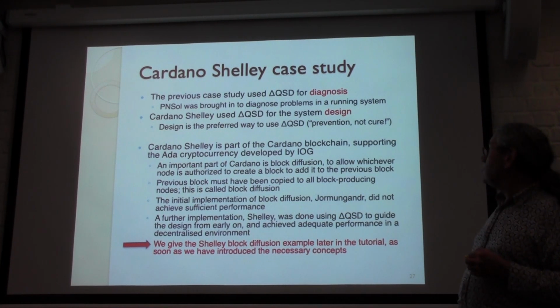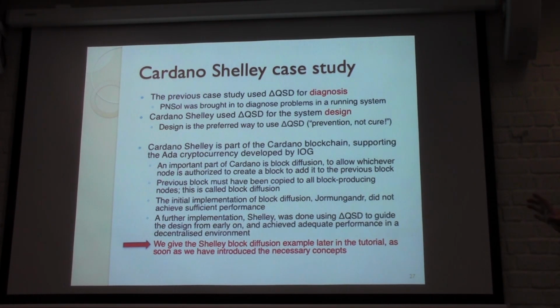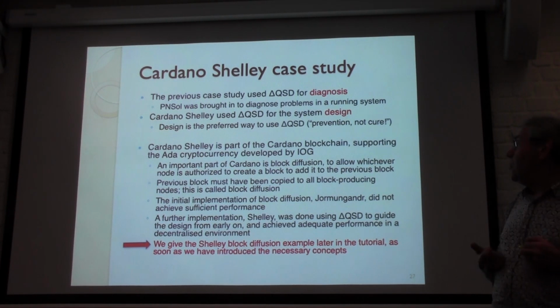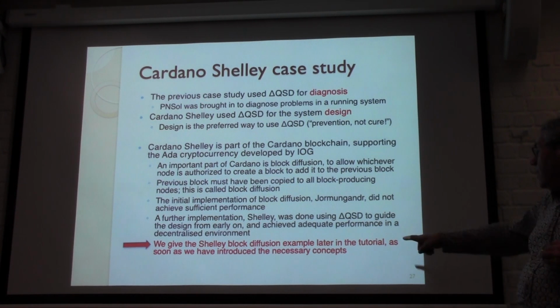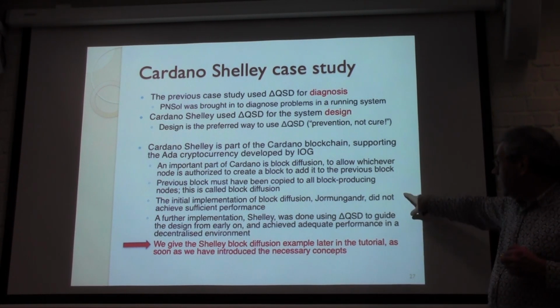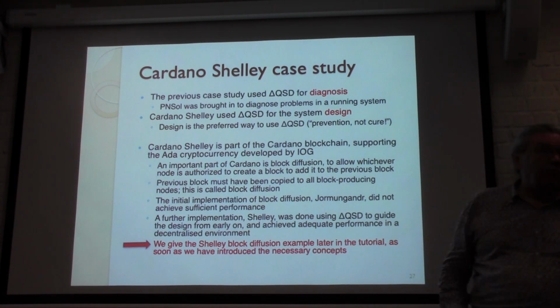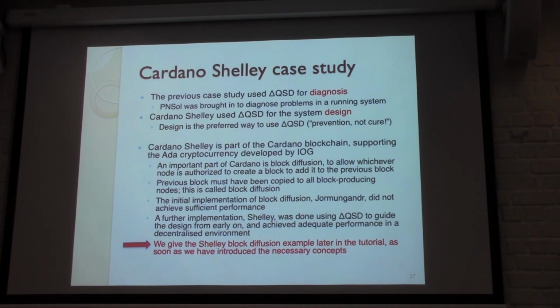Actually, IOG is a Haskell company. They have a lot of people developing code in Haskell, and that's actually very nice because it allows them to prove that things are correct, which is important when you do money, cryptocurrency. Okay. So this block diffusion algorithm was designed using ΔQSD, and they implemented it, and it does achieve adequate performance. So it's a very large, decentralized, secure, distributed system. So it's not a simple thing.